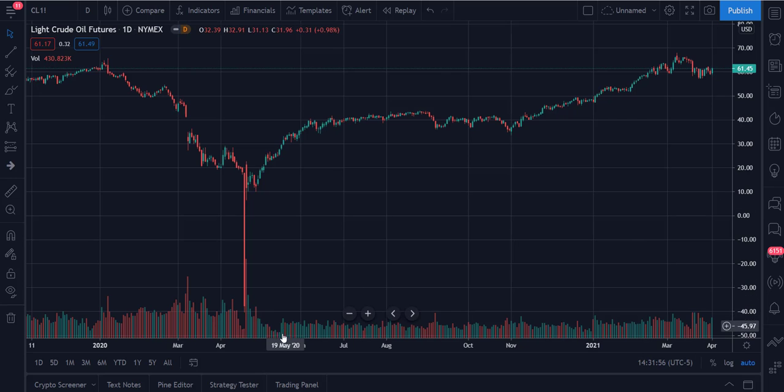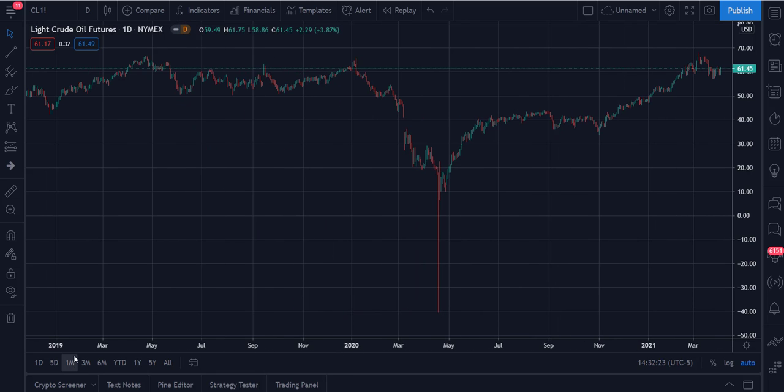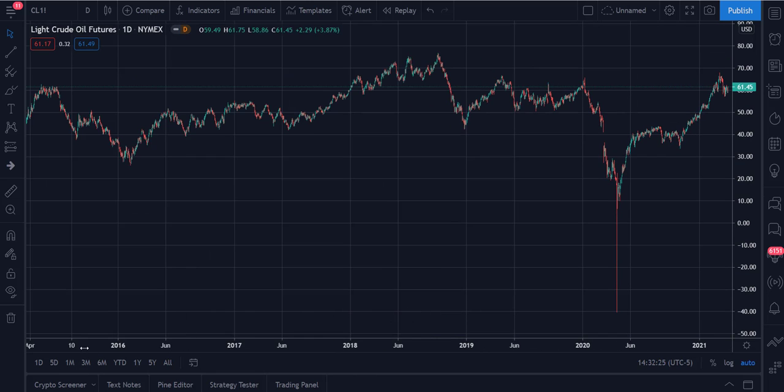So I am going to right off the bat eliminate some of the volume. You can see we had high volume at the beginning of 2020 as the world was starting to feel the effects of the coronavirus pandemic. But if you look across the rest of this year and up to now even, volume really hasn't played much of a factor. So I'm going to go ahead and eliminate that. I also want to just kind of pull all the way back.